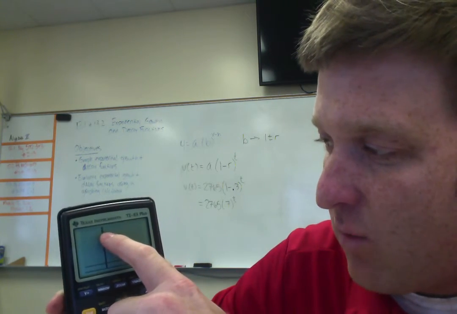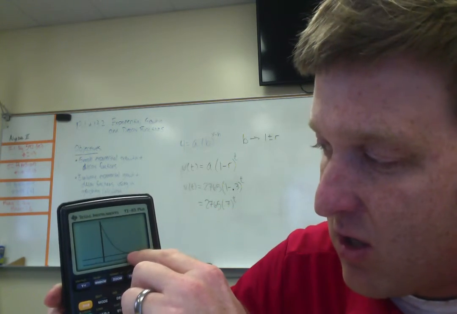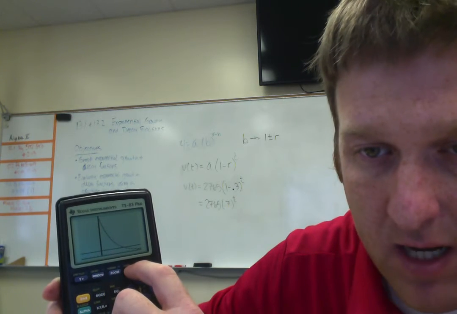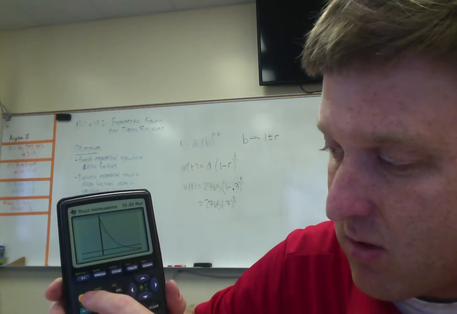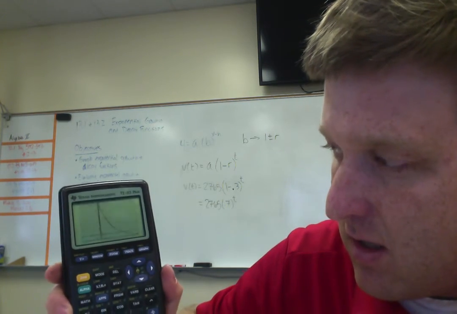So we want to find out when this curve equals 350, when the y value equals 350. So we want to find out when those two intersect. I'm going to go to the calc menu. Calc is over here above trace. So I'm going to go second, calc. I'm going to go down to intersect and hit enter.